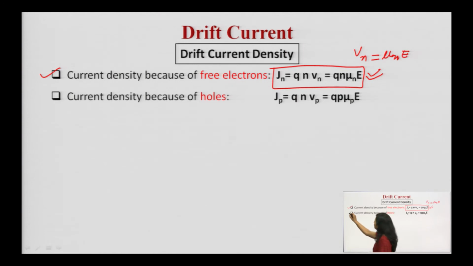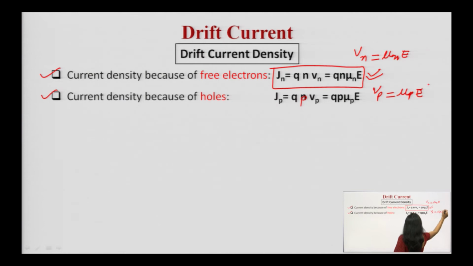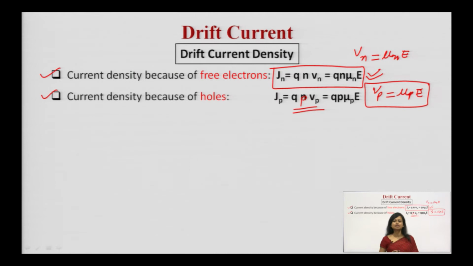Similarly, you can calculate the current density because of holes. What would be the expression over here? Jp, current density because of the holes. Here you have to consider the concentration of the holes, Q into P into Vp, and at the same time you know that Vp is nothing but mobility of holes into applied electric field. So from here you can write down this particular term. This is how you can calculate the individual contribution. If you have to calculate the current density because of electrons, current density because of holes, you will be able to calculate it now.